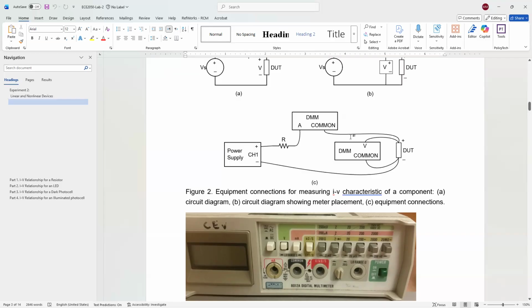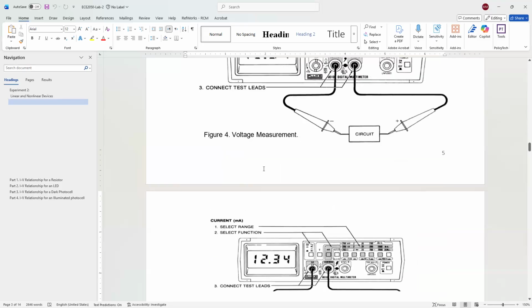Be careful here because in the past some students recorded the voltage of the power supply. No, we are interested in the voltage across this device and the current through it. Just because I want to know if the relation is linear or not. So let me go to the pre-lab first.